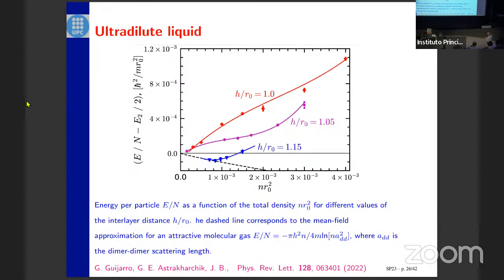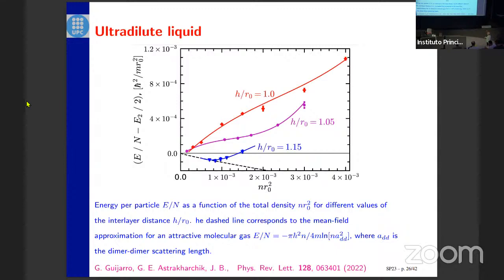Our last study on this was trying to see if the system is really a liquid or not. So I have a bilayer and I increase the density of every layer, so the number of particles up and down is the same. Then I calculate the energy minus the energy of the dimer, because I have dimers, so I have to subtract that. And I look at what emerges.